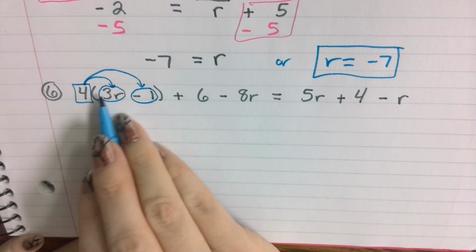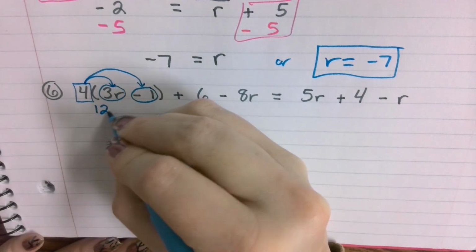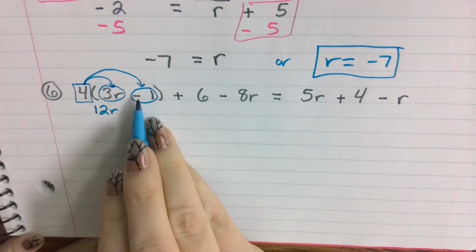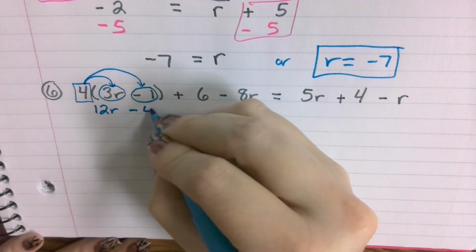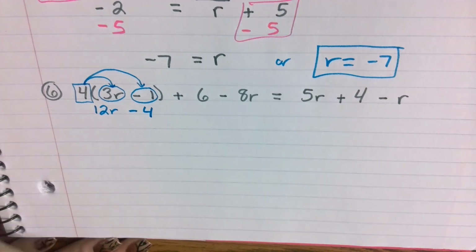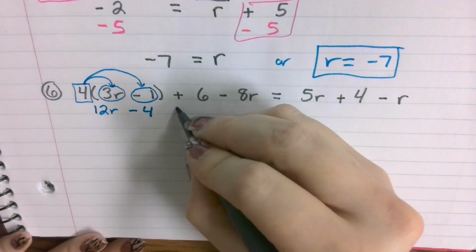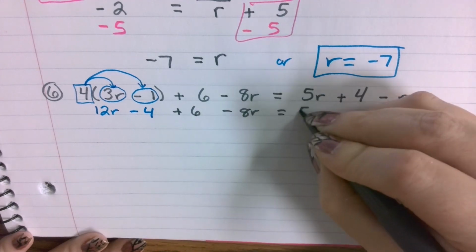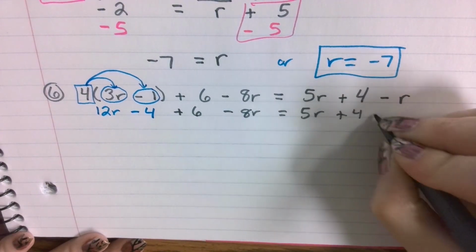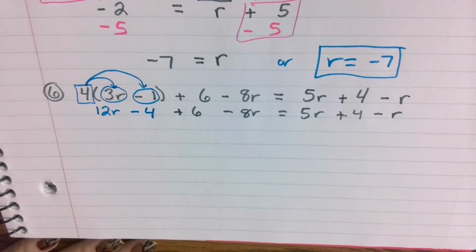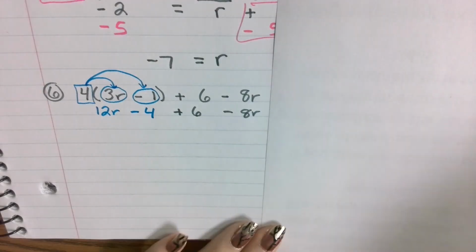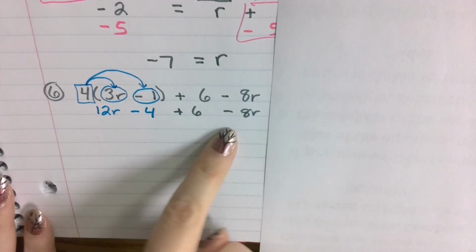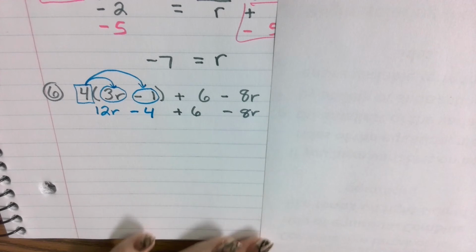Okay, so 4 times 3r is going to give us 12r. 4 times negative 1 is going to give us negative 4. So we now have 12r minus 4. We still have this plus 6, this minus 8r, and it's equal to 5r plus 4 minus r. So now let's go ahead and start combining like terms. Just focus on the left side first. What can I combine together?